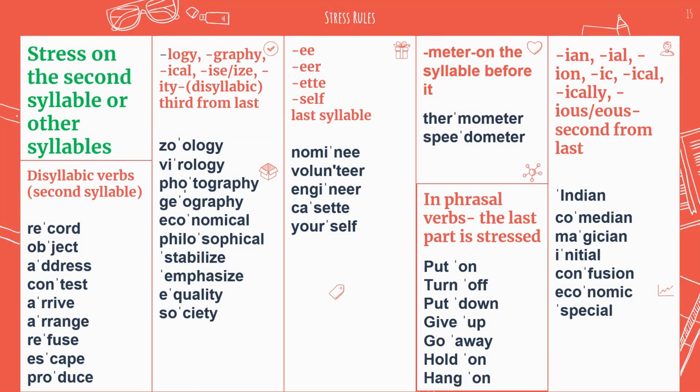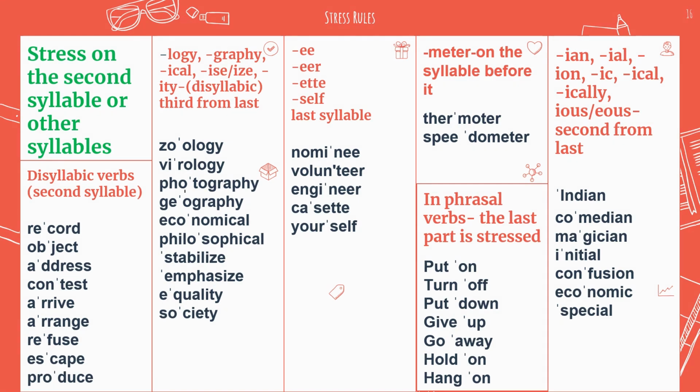Our second last rule tells us that if a word has meter in it, then the syllable just before this meter part will receive the stress. For example, thermometer. Here, mo is just before meter, therefore it has received the stress. Next, speedometer. The syllable immediately before meter is do, therefore it has received the stress. So it becomes speedometer.